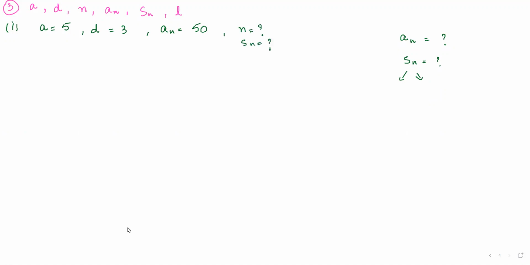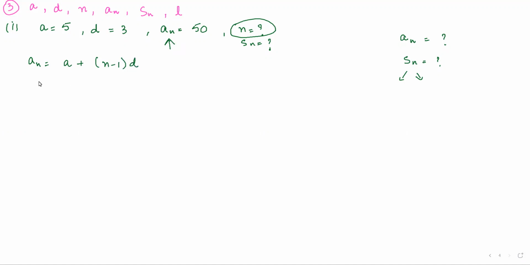So once you find n, then Sn you will find. Whenever you want to find n, you require the information about an, like in the previous question. So you start with the an formula here. So an is equal to a plus n minus 1 into d.